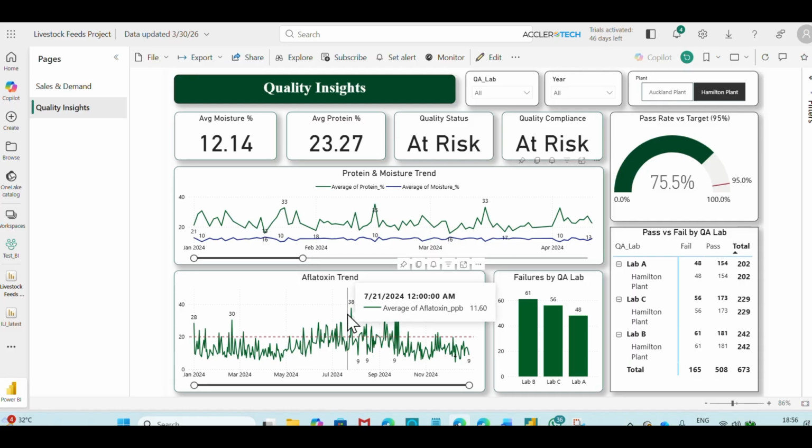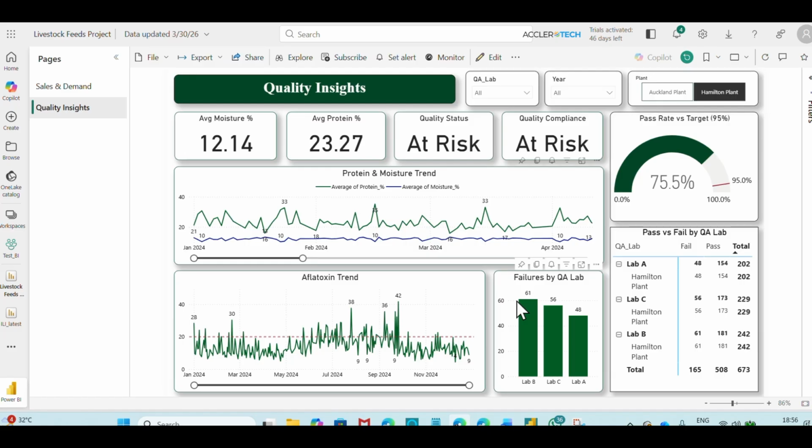Next visual is the QA lab and plant comparison, which is a bar chart. This comparative view introduces transparency across QA labs and plants. It highlights where quality performance is consistent and where focused improvement is required, supporting targeted action rather than broad assumptions.